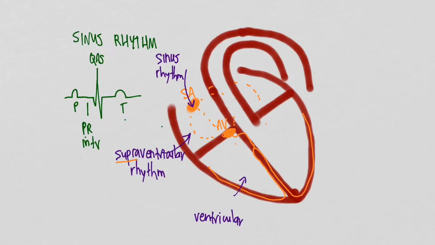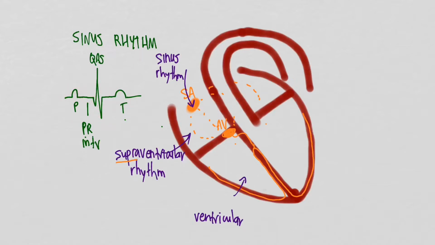Where is it coming from? Where is this rhythm starting? A rhythm that starts in the sinus is called a sinus rhythm. A rhythm that starts somewhere above the ventricles is called a supraventricular rhythm. The ones that start in the ventricles are called ventricular rhythms. And so that's what gives us this typical waveform of sinus rhythm.